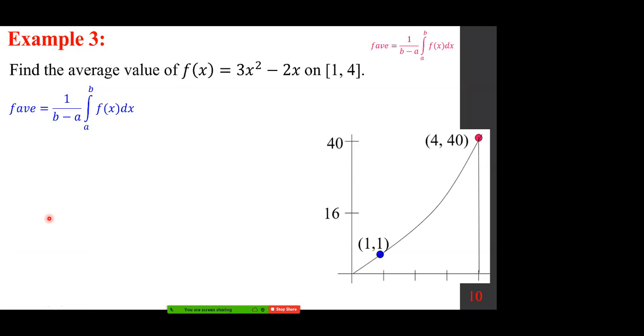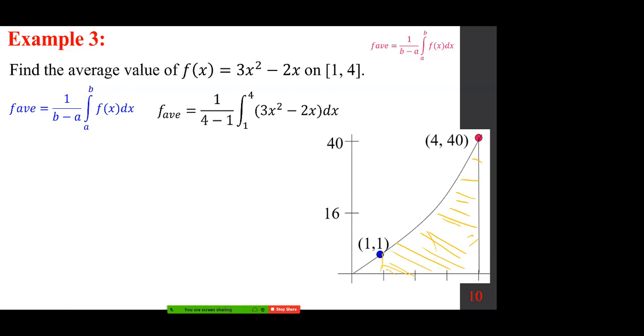And so if you plug in 1, you get 1, 1. Okay, so 1. If you plug in 4, 4 squared is 16 times 3, 48, minus 2 times 4, 8, is 40. So if you plug in 1, you get this pair. If you plug in 4, you get this pair. And so we are interested in the area under the curve. Okay, find the average from 1 to 4. In essence, you can find this and divide it by b minus a. So let's go through the process. All right, 1 over 4 minus 1, the integral from 1 to 4 of 3x squared minus 2x dx.